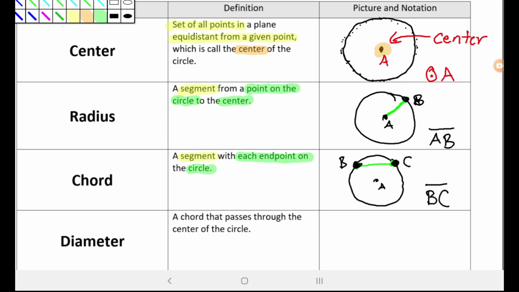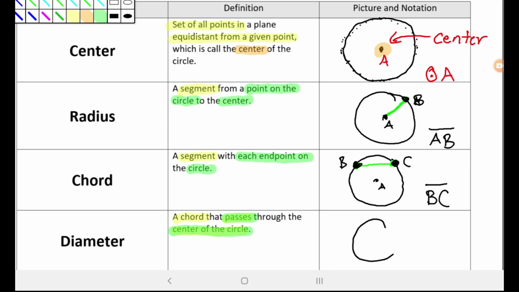And the last one, let's go ahead and read through this one. So again, a chord. Oh, it's a chord. A diameter is a chord, so it's going to be exactly what it was before. But this time, the key is it passes through the center of the circle. So this is important this time. So this time it has to pass through the center of the circle. So you're drawing a chord again.